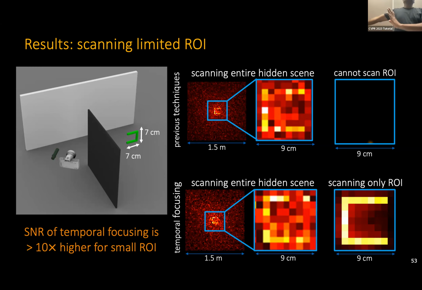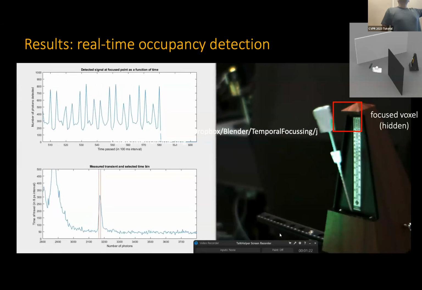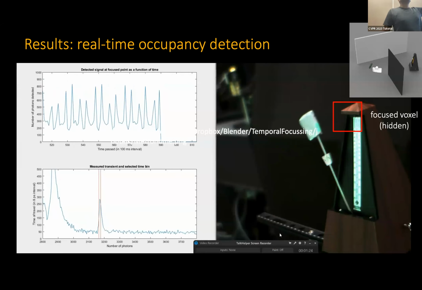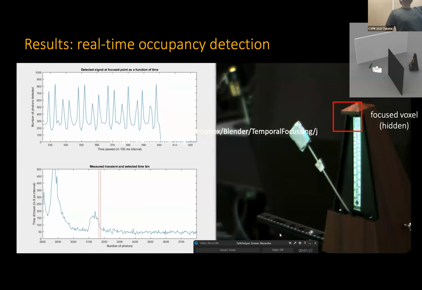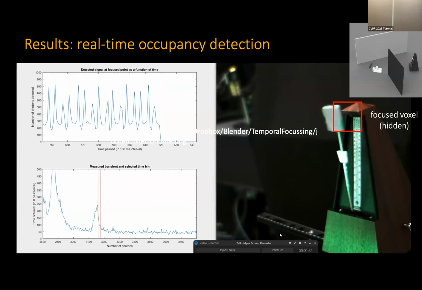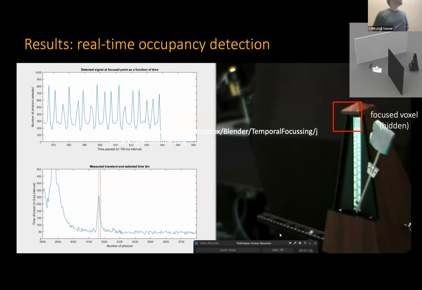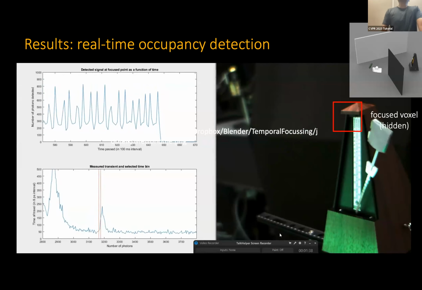This could be a hidden corner where we might expect some kid or somebody to be. That's the most dangerous place, and that's where we can keep looking using our technique. To demonstrate that experimentally, we kept a metronome around the corner, which was oscillating, and we always focused on a specific voxel. This is the transient that was measured, and this is the time gate that we are taking. We noticed that we can detect the metronome's position at around 10 frames per second.